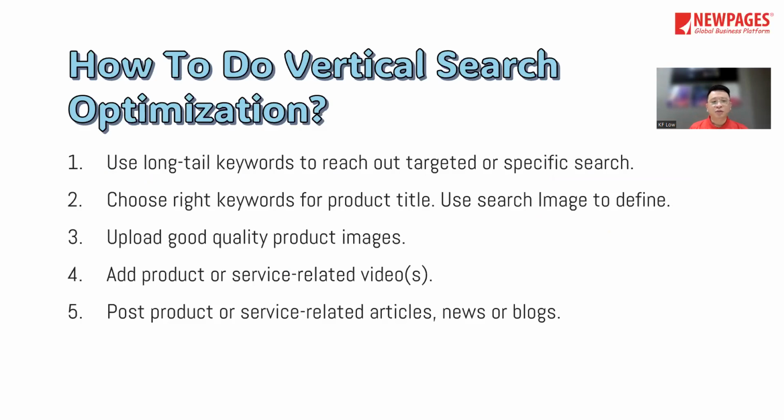Then the third one is you need to upload good quality product images. What do I mean by that? If your picture is blurry, or pixelized, as we call it, then chances are Google may not want to push your product or your images to the search engine result page. The fourth one is add product or specific related videos. And the fifth one is you can post product or service related articles, news, or blogs. I'm going to pause here for a while and let me just show you an example.